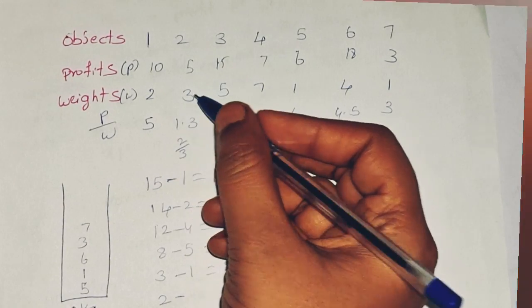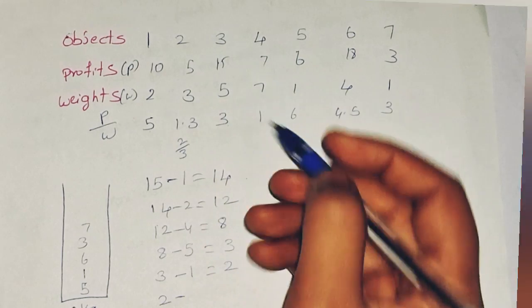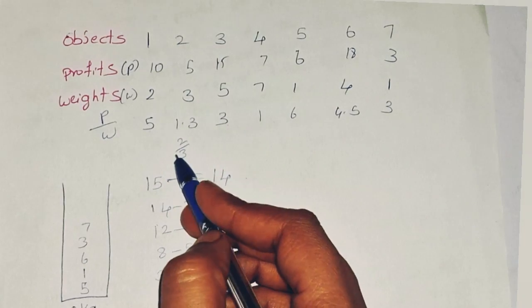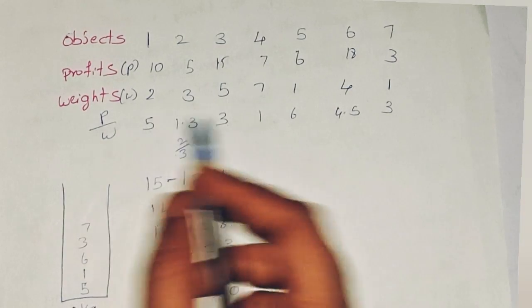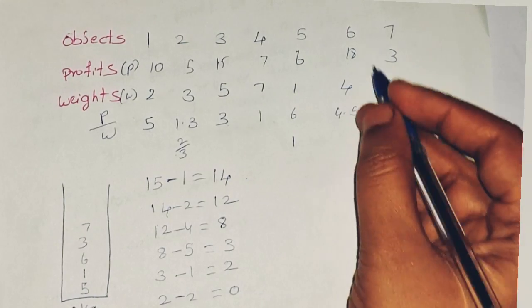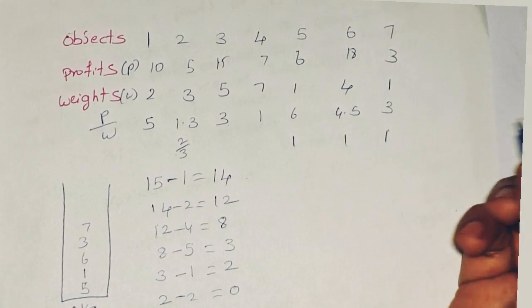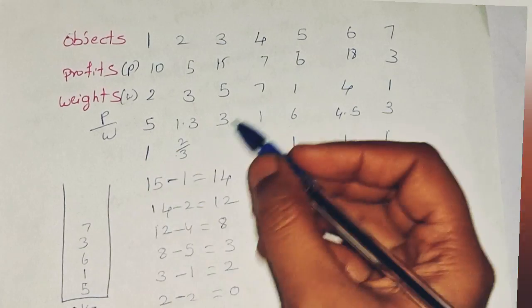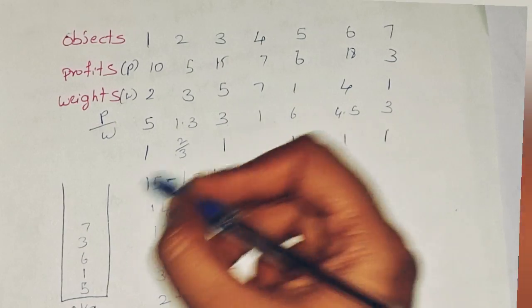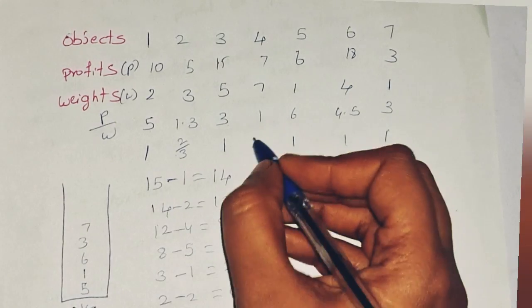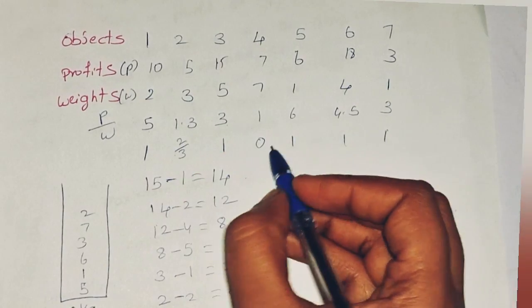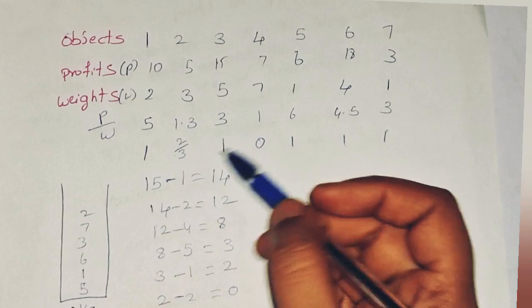So 2/3 into 3 is 2, right? So 2 minus 2 equals 0. So we are taking only 2/3 part of this one. The remaining things we are taking completely. So object 5 we have taken completely, 6 completely, 7 completely, 1 completely, and 3 also completely, and 4 we have not taken. Object 4 is not there in the knapsack, so that's why it is 0.